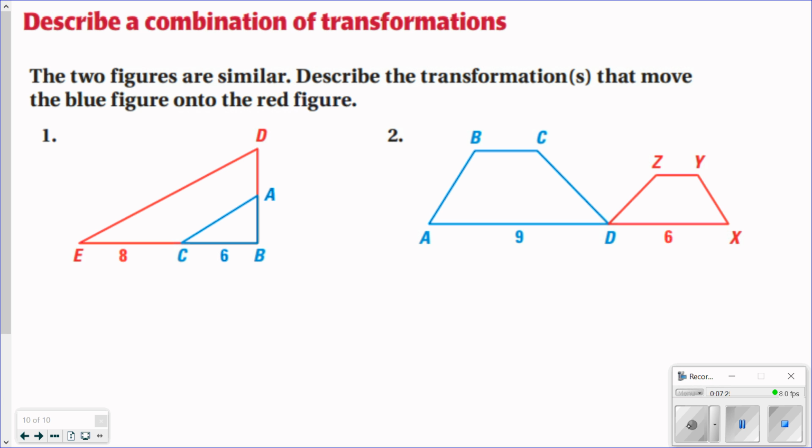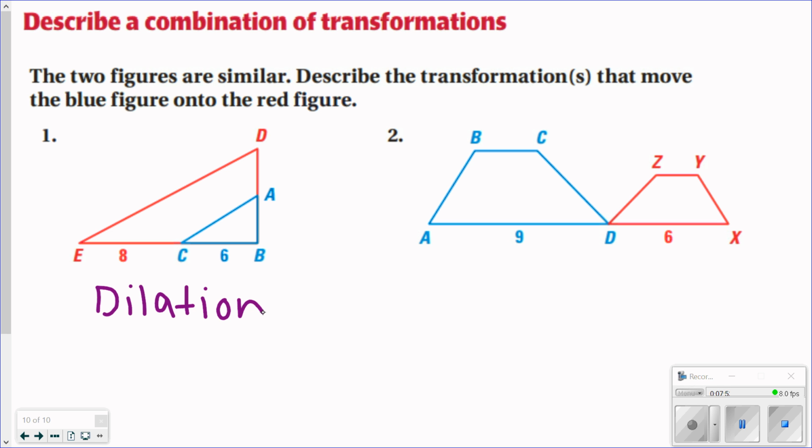Describe the combination of transformations. The two figures are similar. Describe the transformations that will move the blue figure onto the red figure. So the blue figure is our small triangle. The red figure is our large triangle. What transformation occurred here? Well, there's only one, and it would be a dilation.